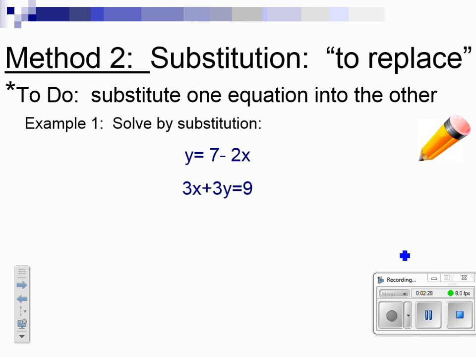So let's do this first example. Solve by substitution. y equals 7 minus 2x, 3x plus 3y equals 9. Here's 2 equations. This is a system of equations, and we are going to solve it by substitution. The first thing is you want to make sure that one of the equations is isolated for a variable. And if you can see this, this is solved for y.